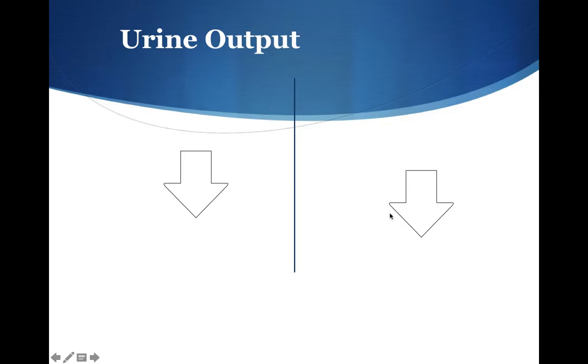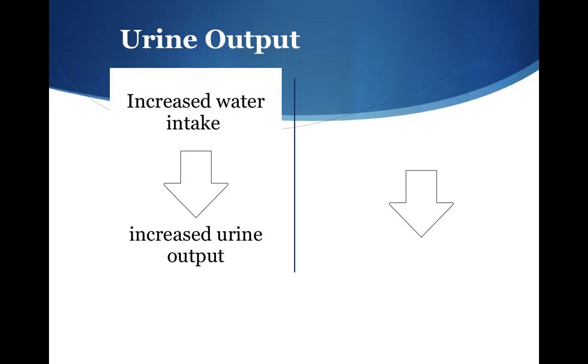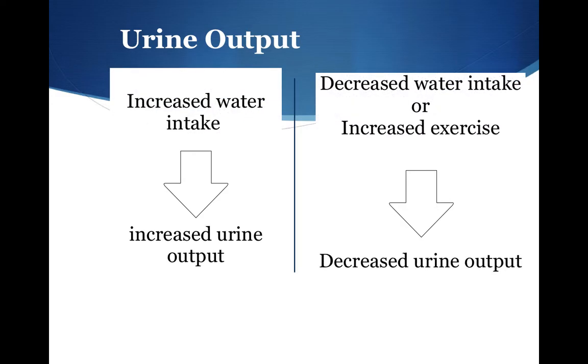Okay, so our urine output is directly linked to the amount of water that we take in. If we increase our water intake, we increase our urine output. And if we decrease our water intake, or if we increase our exercise, we have a decreased urine output as our body uses the water.